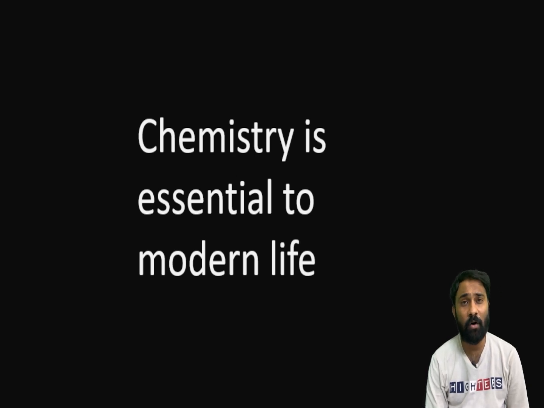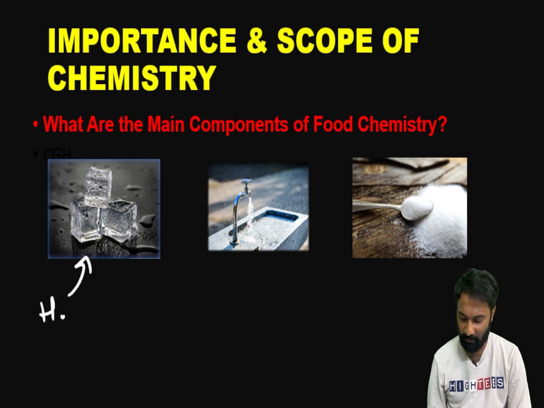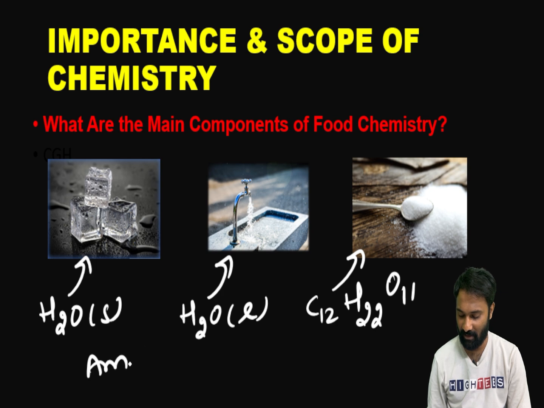Now we'll see how chemistry is related to our modern life. We see chemistry in the form of H2O solid, in the form of ice. Next, in the form of H2O liquid, we see it as water. In our daily life we also use sugar. That sugar is nothing but sucrose, C12H22O11.